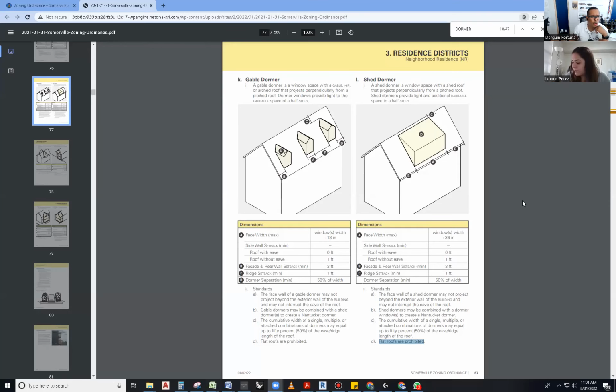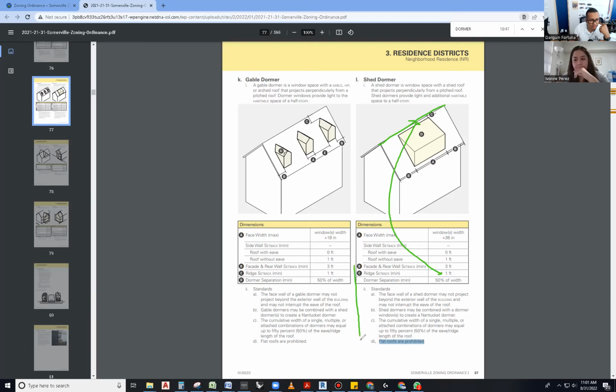All right. So understanding dormers, sorry, in the city of Somerville. Shed dormers is what we're going to focus on right now. They have to first be set back from the ridge by a foot. That's one thing. Got to be set back from the ridge by a foot in plan.